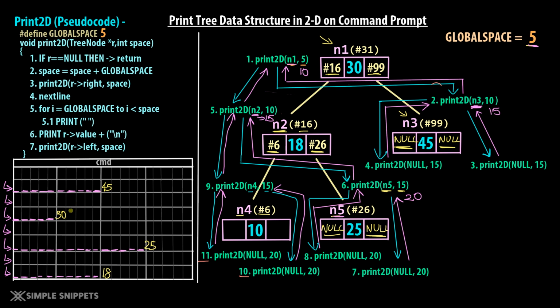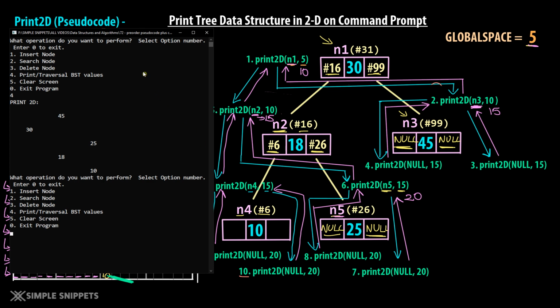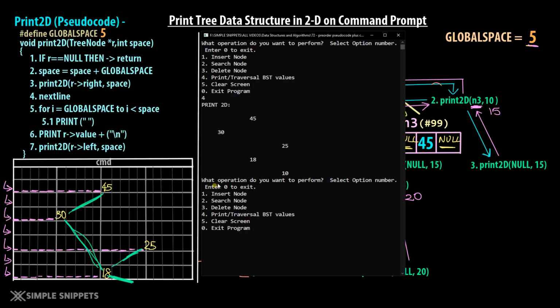But all in all, you can see that our tree diagram is pretty much covered. So 30 is the root node, then we have 45 and 18. For 18, you have two children, 10 and 25. We printed 25 over here, and 10 will be printed later on somewhere down below. So on the command prompt also, if you switch to it, you can see a similar structure: our command prompt output is 30, 45, 18, 25 and then 10.